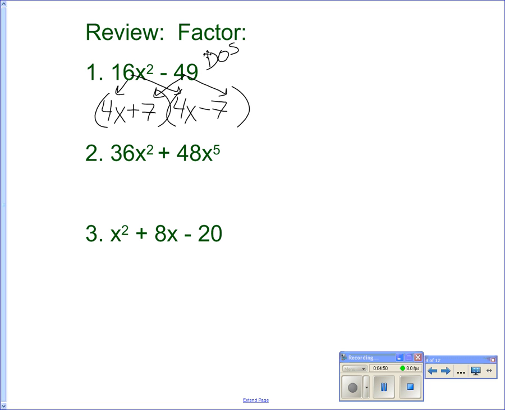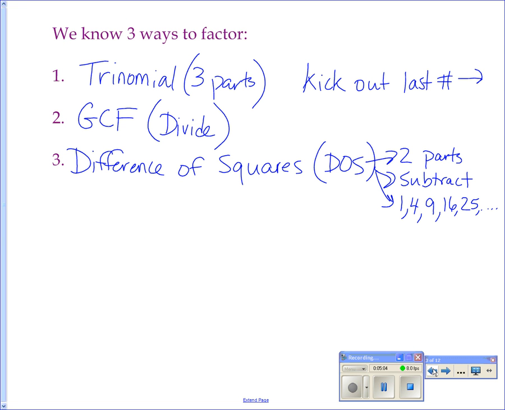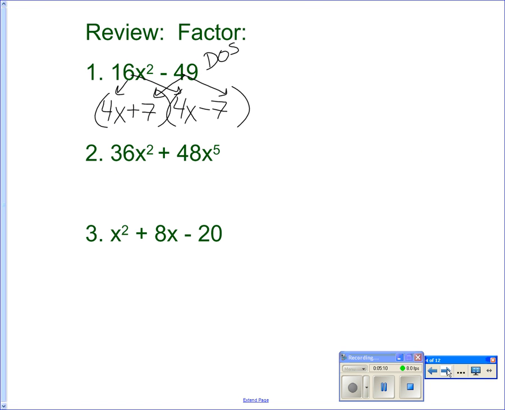Number 2. 36x squared plus 48x to the 5th. How many parts does it have? 2. It's got 2 parts. So I could check difference of squares, because difference of squares has two parts. The problem is it would have to have a subtraction sign. Does this one have a subtraction? No, it cannot be difference of squares. Also, 48 is not a perfect square. There's not the same number that gives you 48. So this one's not difference of squares.